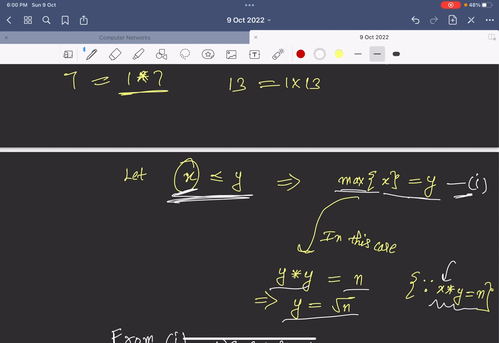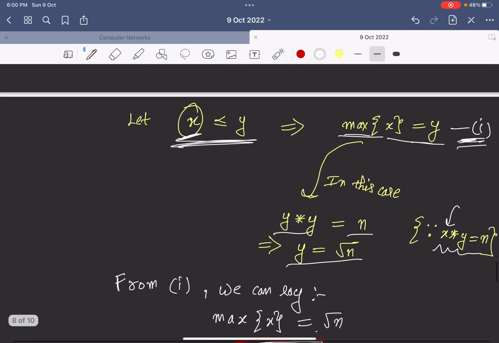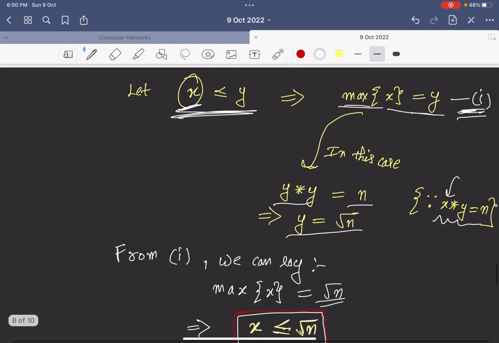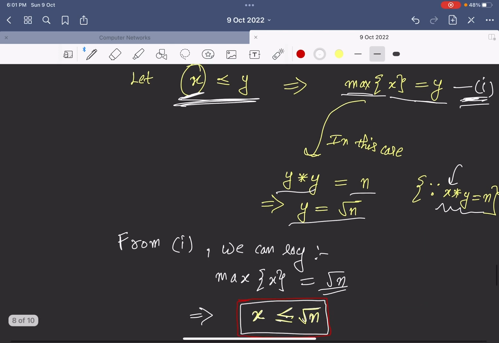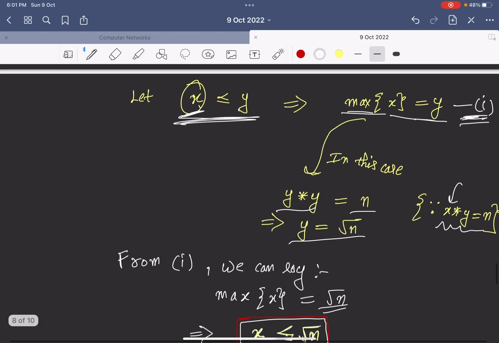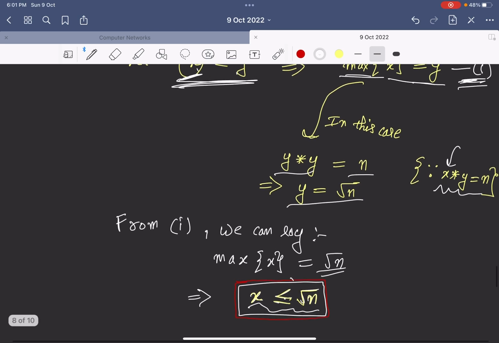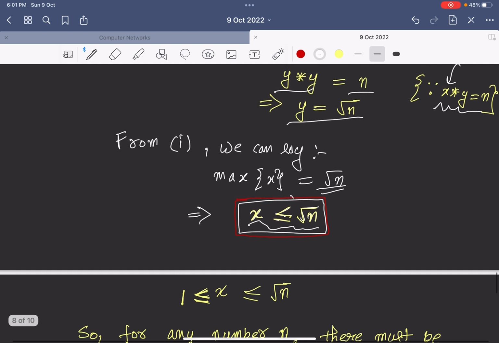So from equation 1, I can say that the maximum value of x is root n. And since x is less than y, I can say that x ranges from less than root n. And since x is a positive number, it can have only positive values. So in that case, I can say that x is ranging from 1 to root n, right?